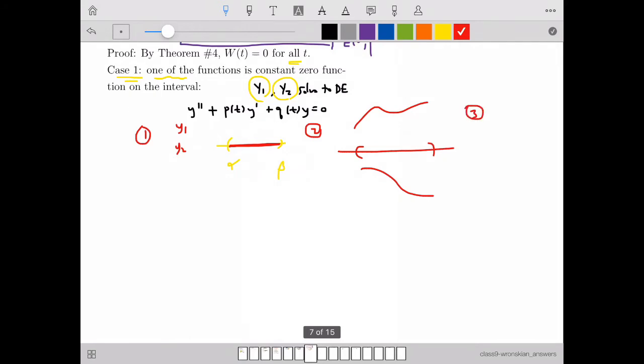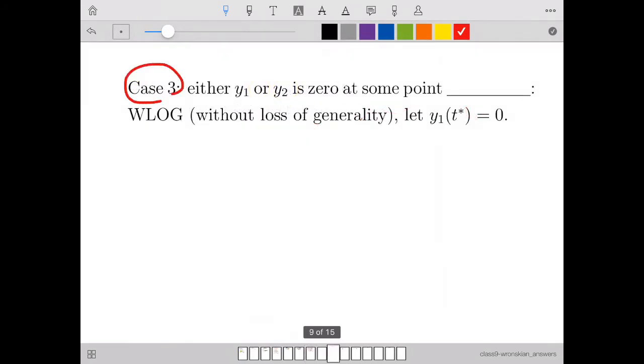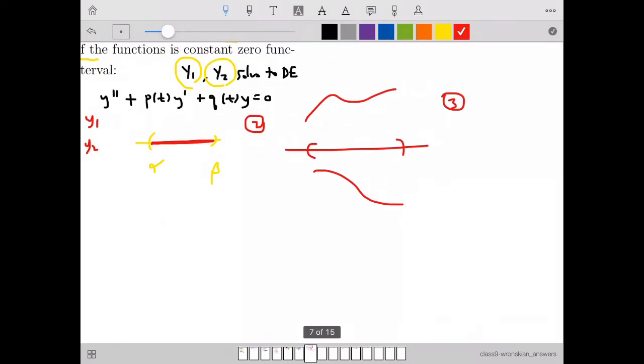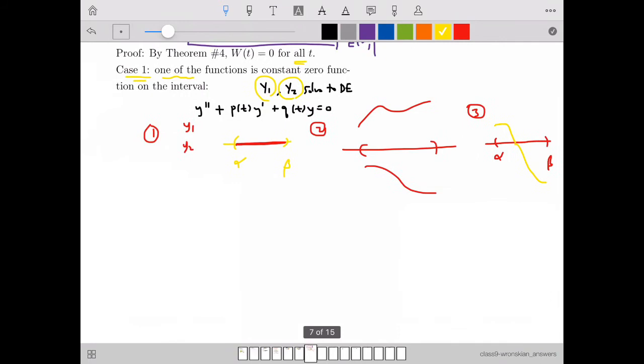Case number 3, either y1 or y2 is 0 at some point. So in this interval (alpha, beta), one of the functions hits the x-axis, the other I don't care. Okay, so these are all cases. Every different possibility belongs to one of these three cases.